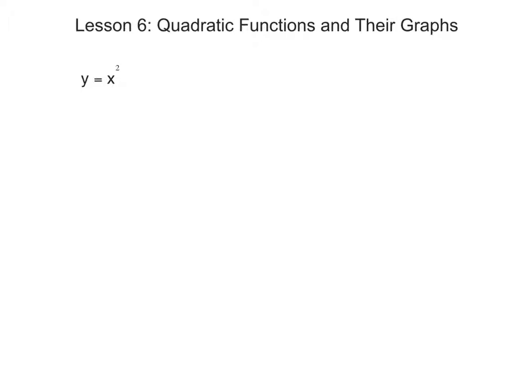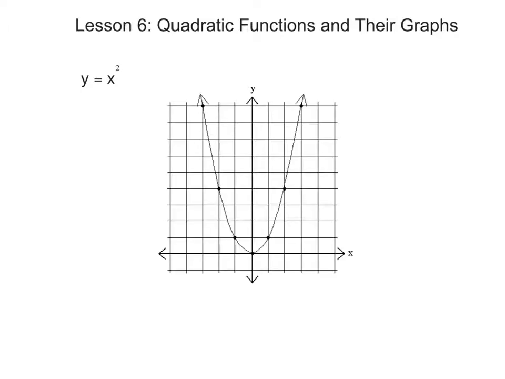If we wanted to graph this, probably the easiest way is simply to plot points: pick values for x, plug them in, and see what the corresponding values are for y. So let's pick some values for x. If I pick x equals 1, y comes out equaling 1. If I put x equals 2, y comes out equaling 4. If x equals 3, y comes out equaling 9.